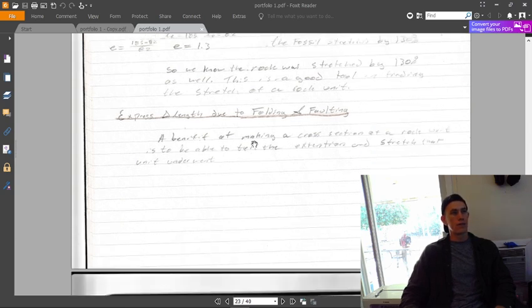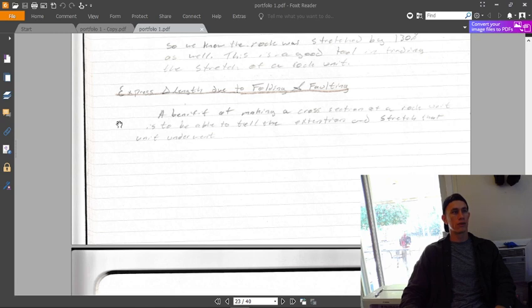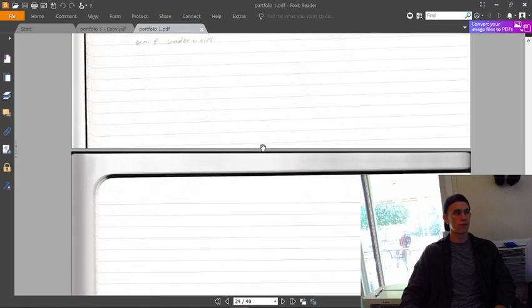The benefit of making a cross section of a rock unit is to be able to tell the extension and stretch that it underwent. That's true.